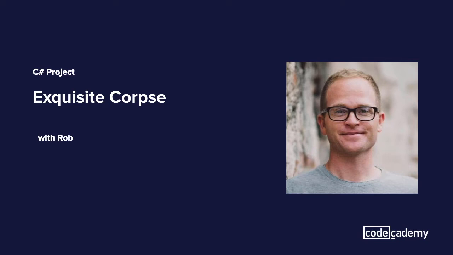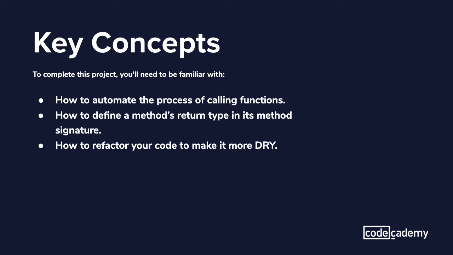In this video, we're going to walk through another C# project, Exquisite Corpse. To complete this project, you'll need to be familiar with how to automate the process of calling functions, how to define a method's return type and its method signature, and also how to refactor your code to make it more DRY. Alright, let's get started.